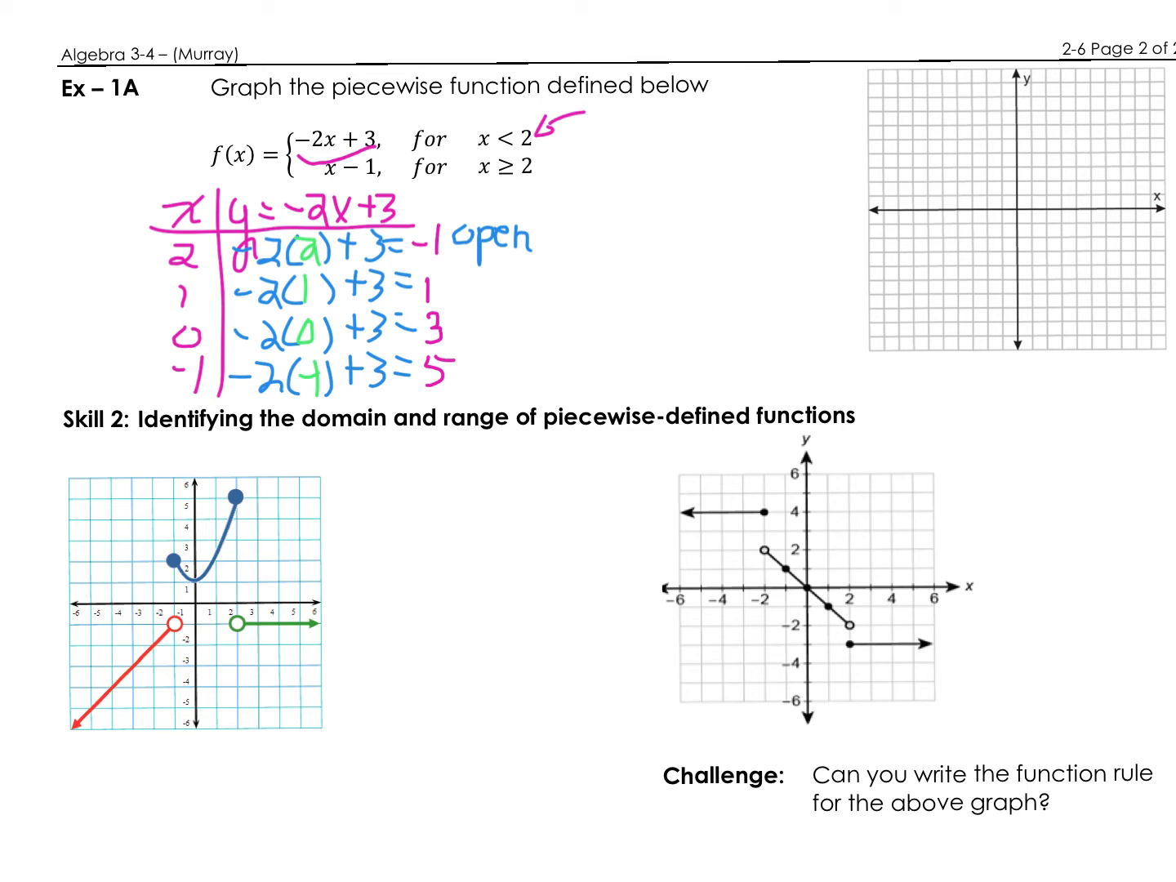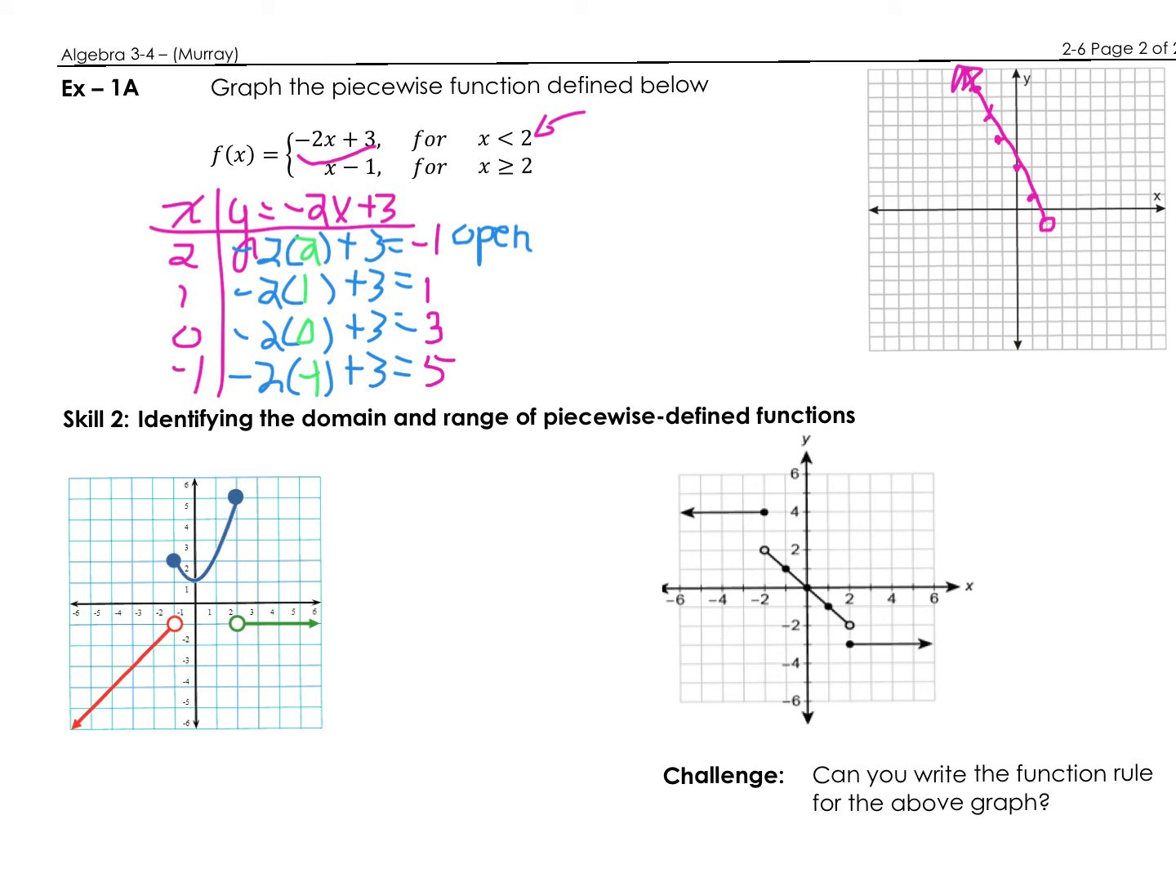And so positive 2, negative 1. So that's a much better open circle than before. And then 1, 1. And then 0, 3. And then negative 1, 5. And then you can see that the pattern is up to the left 2, so you can continue that. And then we can draw our straight line and put an arrow on the left-hand side.